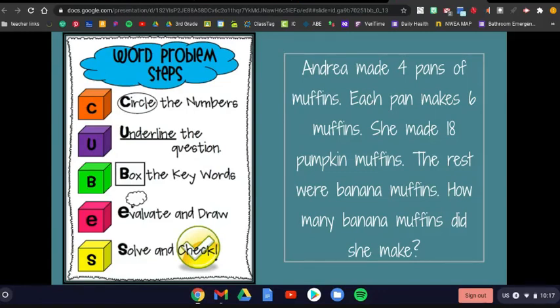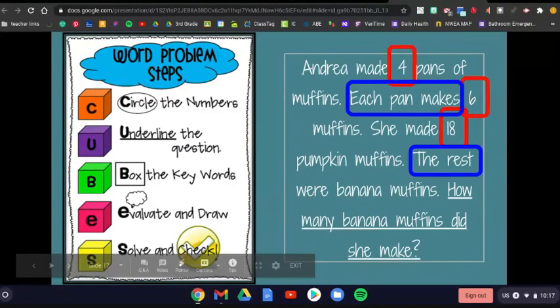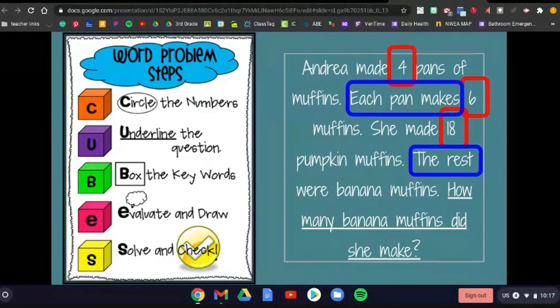Andrea makes 4 big pans of muffins, and each pan makes 6 muffins. I'll fix it. She made 18 pumpkin muffins, and the rest were bananas. So how many banana muffins did she make? And I'll fix that typo in just a minute.